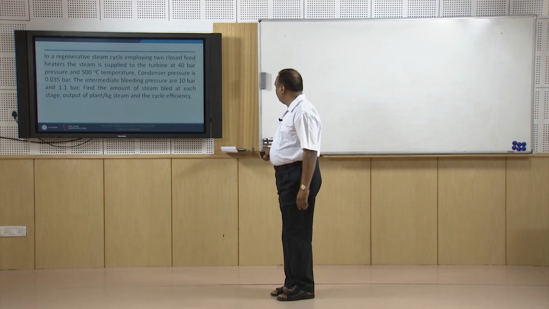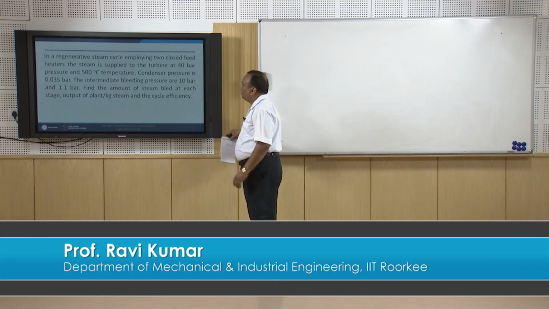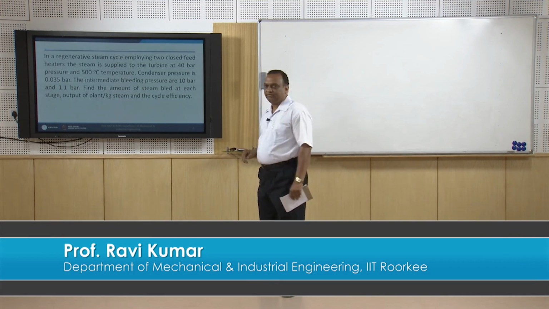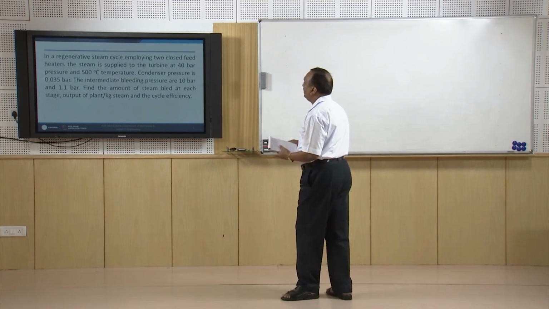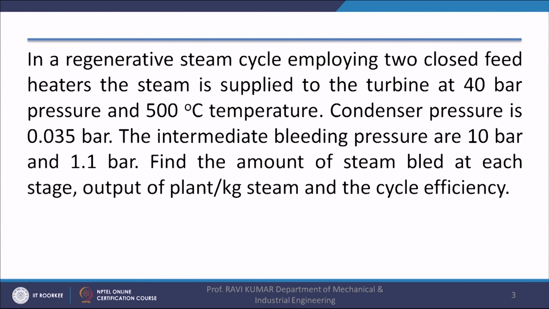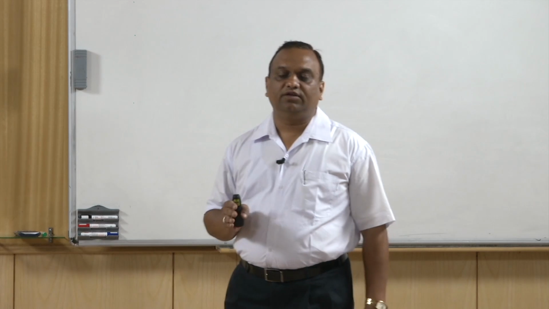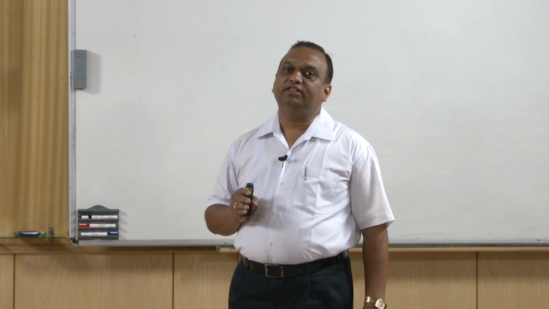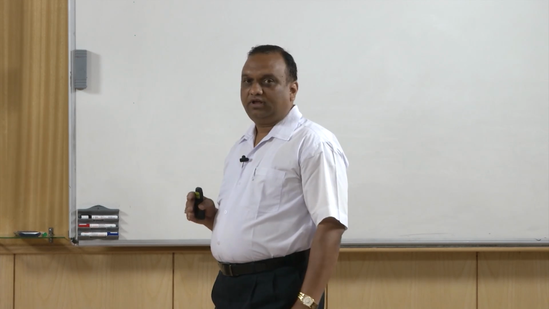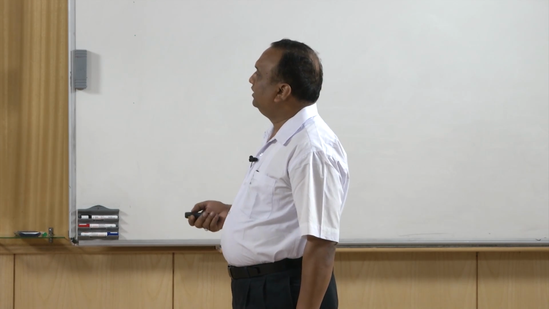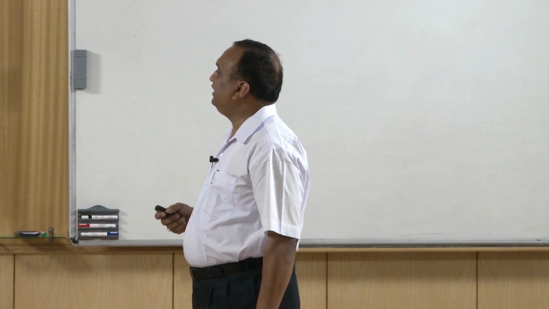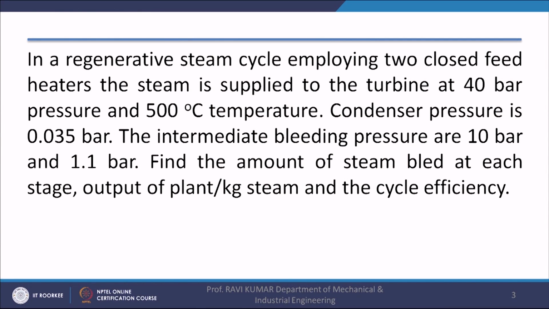This numerical is based on regenerative steam cycle, and the statement of the numerical is: in a regenerative steam cycle employing two closed feed water heaters. Feed water heaters are used for heating the water which goes to the boiler, and that is known as feed water. The steam is supplied to the turbine at 40 bar pressure.